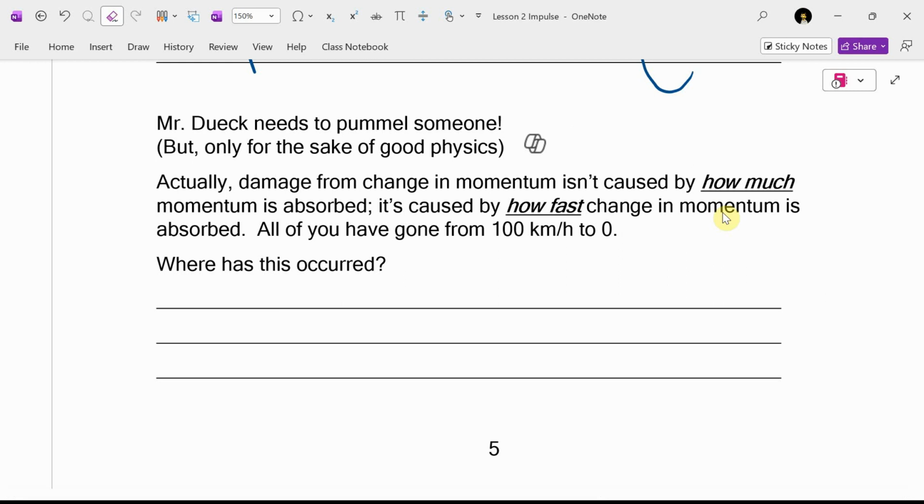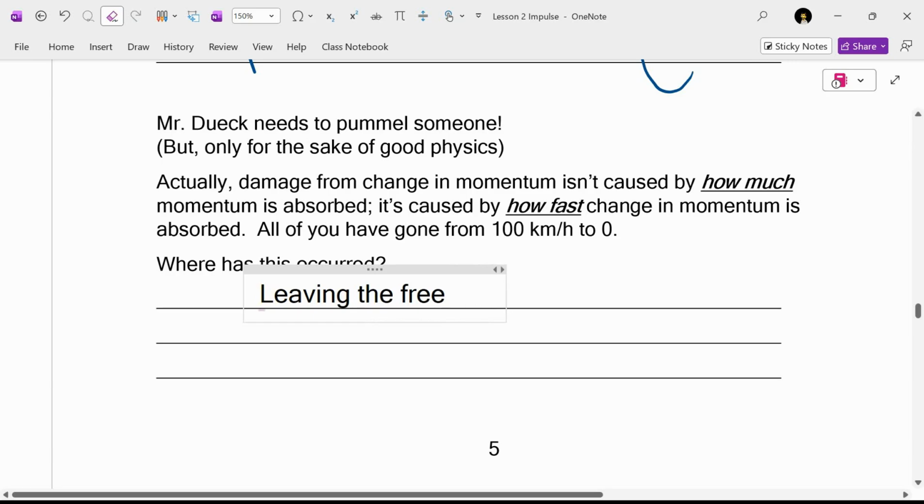All of you have gone from 100 kilometers per hour to 0 all the time. When? Leaving the freeway, right? Take an off ramp, you slow down a little bit. You head onto the road, now you're doing 80. You turn into your subdivision, you slow down a little bit, now you're doing 60 or 50. You get into a crowded subdivision, now you're doing 30. You pull into your driveway, now you're doing 20. But you spread out over so much time, you don't even notice it. You don't have to brace yourself, nothing.